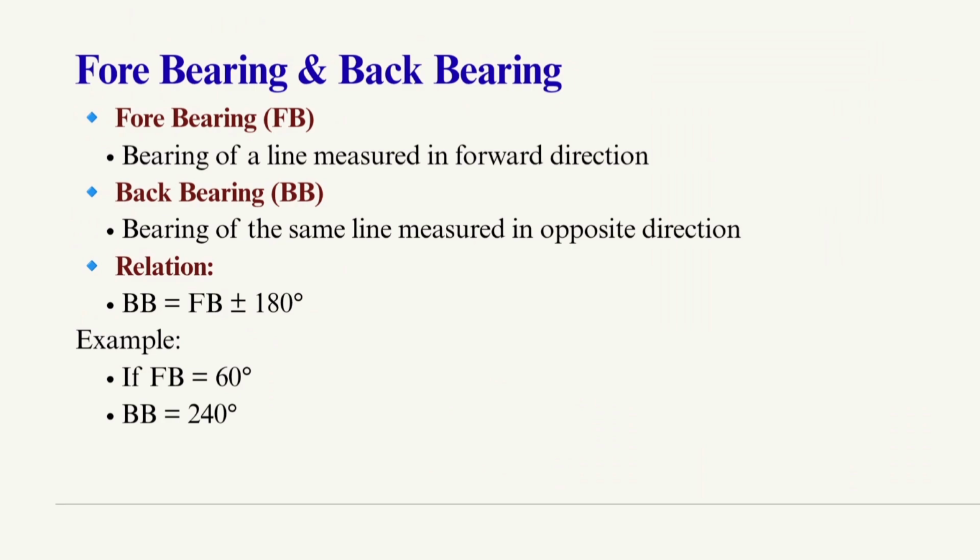The relation between them is that the back bearing is equal to the fore bearing plus or minus 180 degrees. And this relation is used to check the accuracy of the survey. If the difference between the back bearing and the fore bearing is exactly equal to 180 degrees, then we can say that the traversing is accurate. Otherwise, if there is a difference, then we can say there may be an error in measuring or local attraction. So this is about the fore bearing and the back bearing.